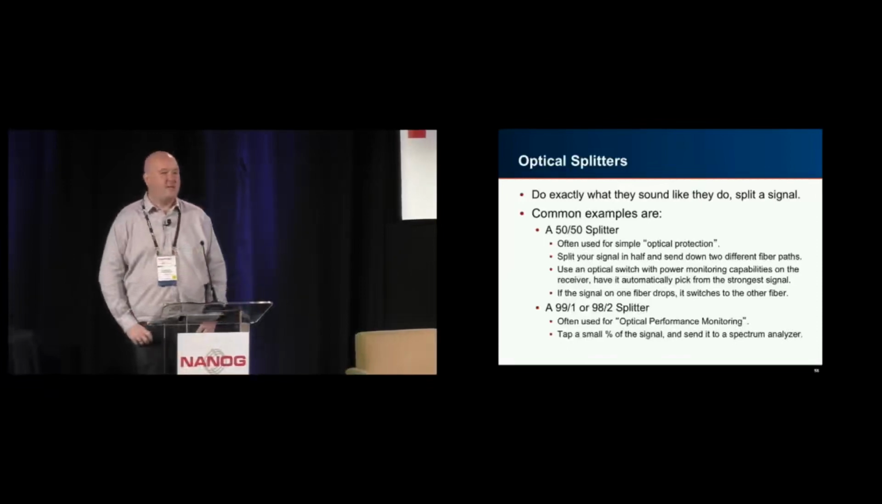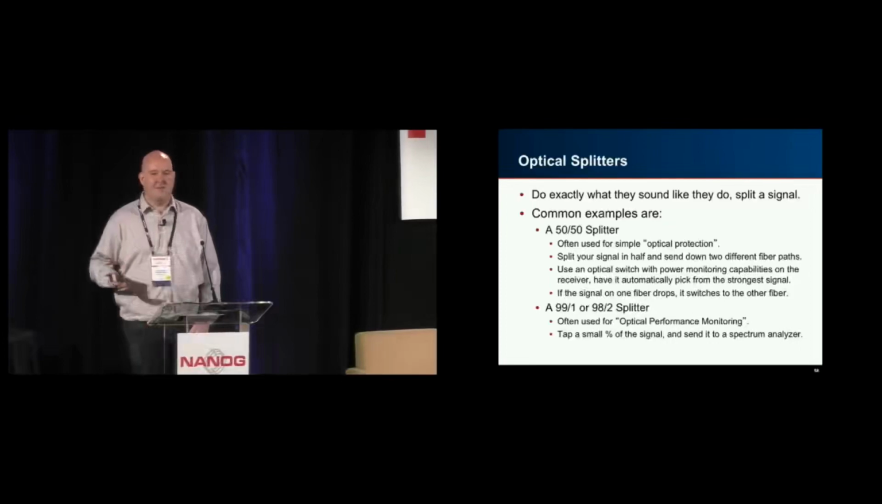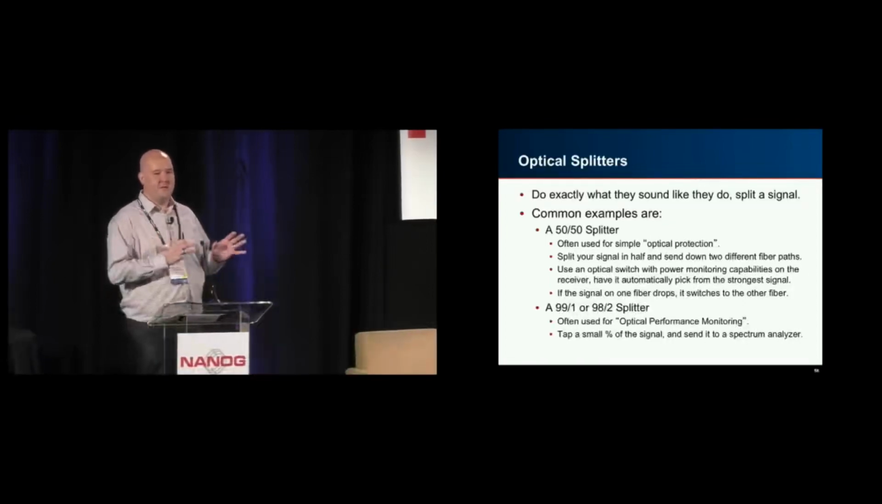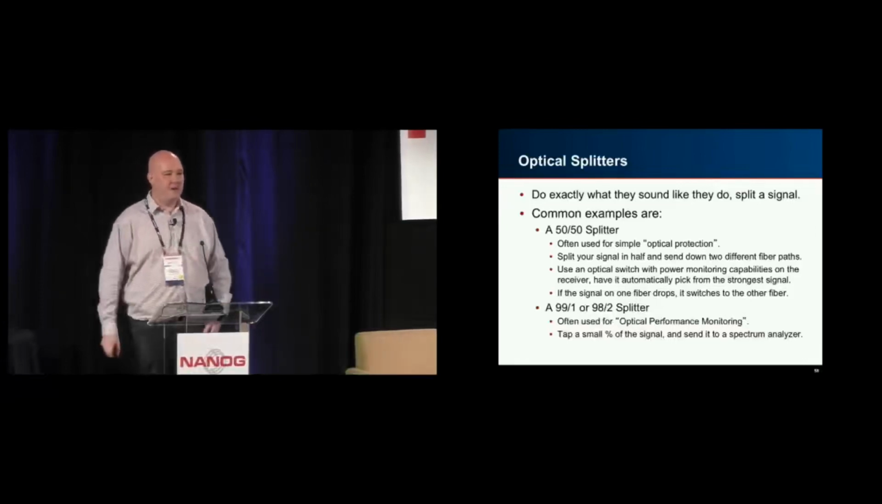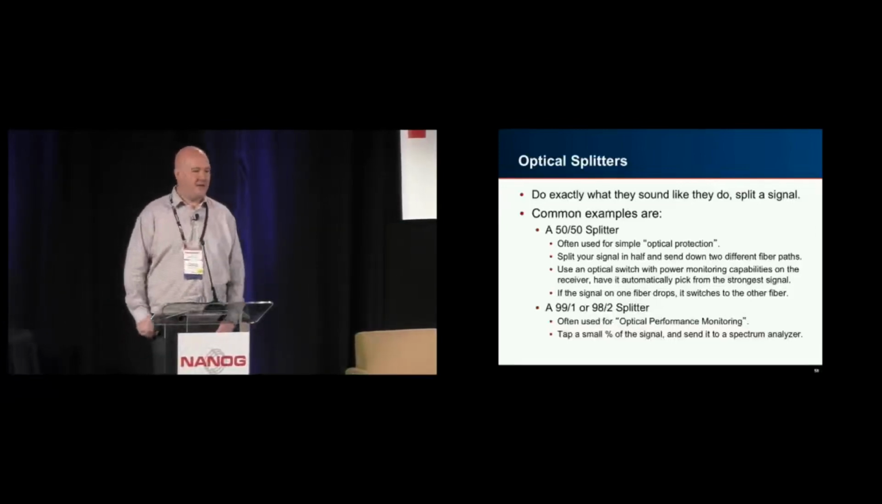Another thing that you'll see out there is the 99/1 or the 98/2 splitter, and this is often used for what's called OPM, optical performance monitoring. What's happening here is you're tapping a very small portion of the signal and sending it over to a little spectrum analyzer, and that spectrum analyzer looks at what's happening. It can tell you what your OSNR levels are, what light channels are in use, what power levels are. It gets you insight into your network without you having to send a person out there. So very, very helpful when you're troubleshooting things.